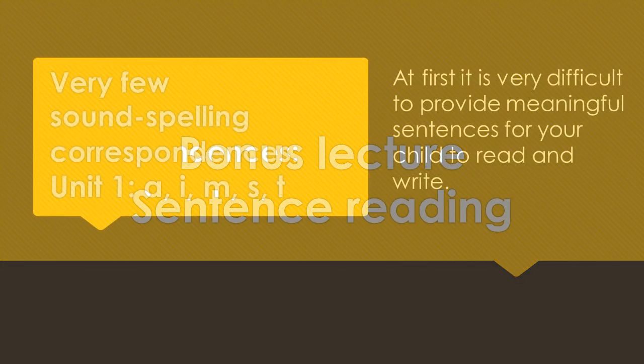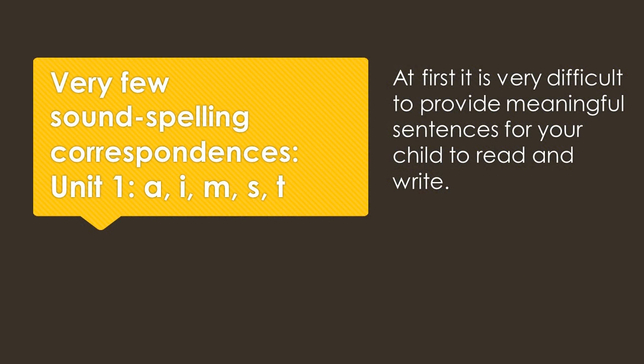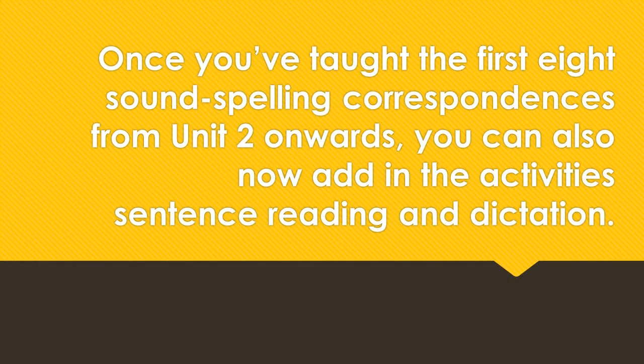Of course, at first, with so few sound spelling correspondences at your disposal, it's very difficult to provide meaningful sentences for your child to read and write. Nevertheless, once you've taught the first 8 sound spelling correspondences from Unit 2 onwards, you can also now add in the activities sentence reading and dictation.